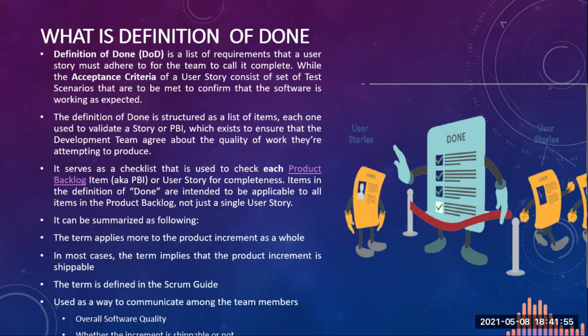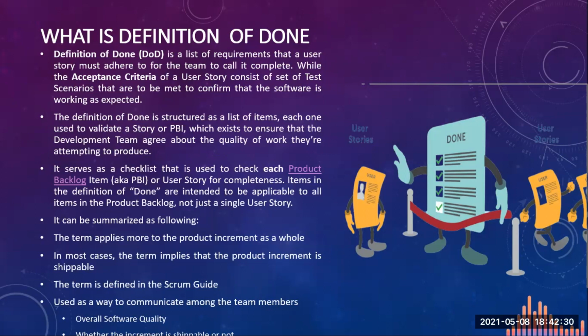The definition of done is structured as a list of items, each one used to validate the story or PBI, that is product backlog item, which exists to ensure that the development team agrees about the quality of the work they are attempting to produce. It serves as a checklist that is used to check each product's PBI or user story for completeness. Items in the definition of done are intended to be applicable to all items in the product backlog, not just a single user story. Definition of done can be summarized as follows.